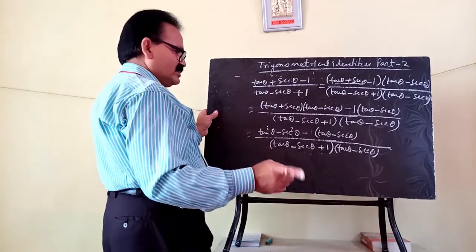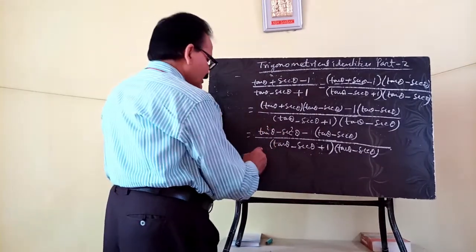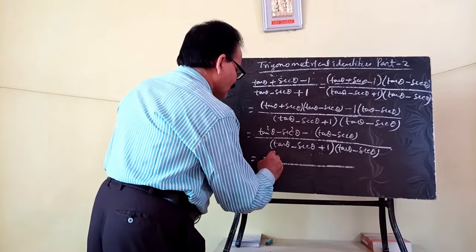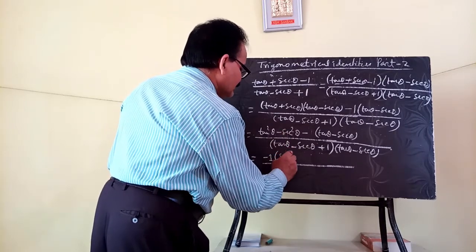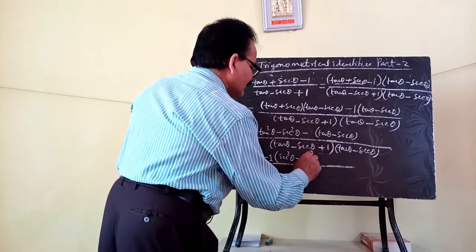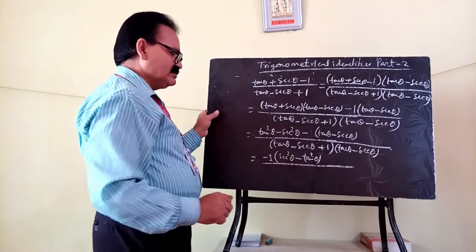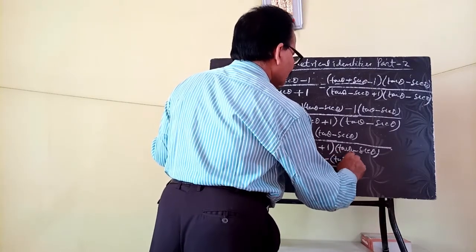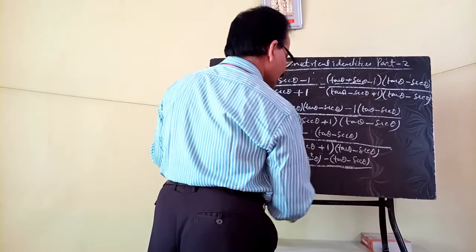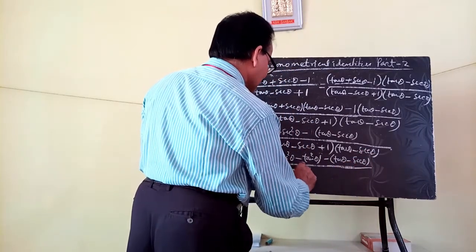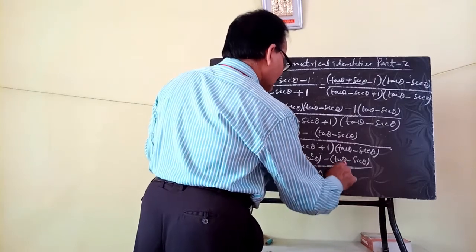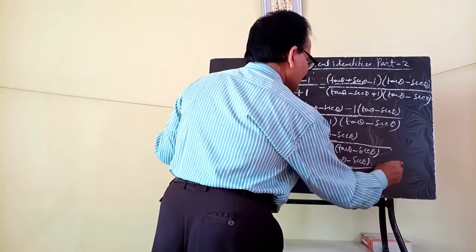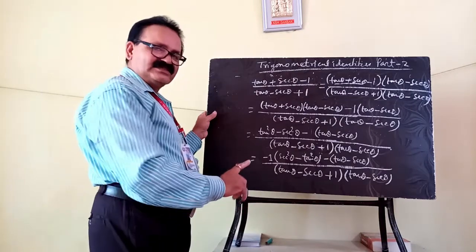Clear? You have got it? From this relation, you can take minus common. If we take minus 1 common here, then this sec square theta minus tan square theta, you can rewrite it, and here this is also minus tan theta minus sec theta. Clear? And this is again tan theta minus sec theta plus 1 in the numerator, and tan theta minus sec theta in the denominator. This much you have got.